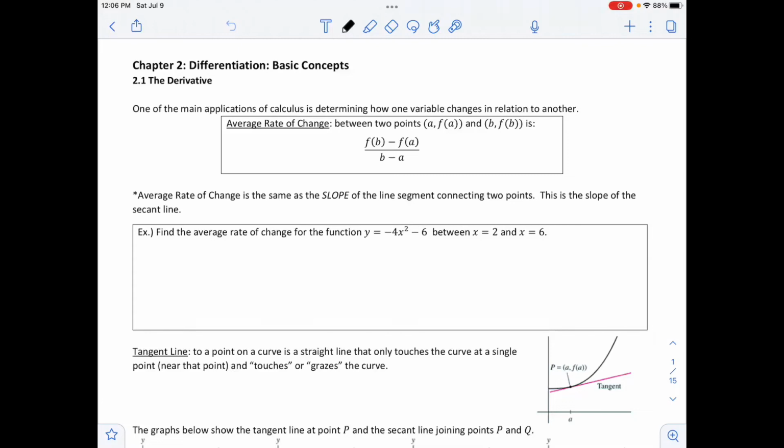We are in Chapter 2, Differentiation, Basic Concepts. Section 2.1 is the derivative. One of the main applications of calculus is determining how one variable changes in relation to another.